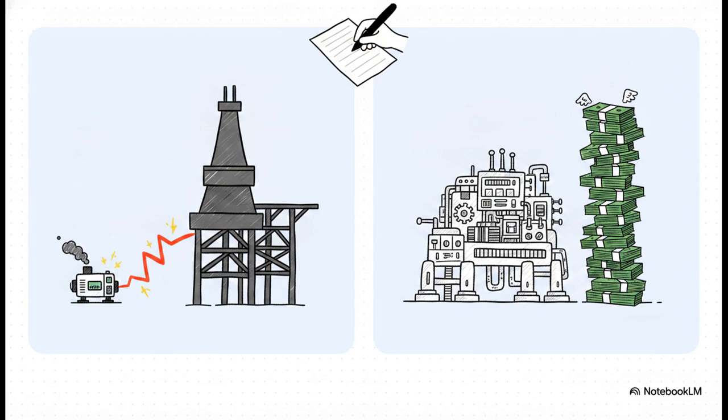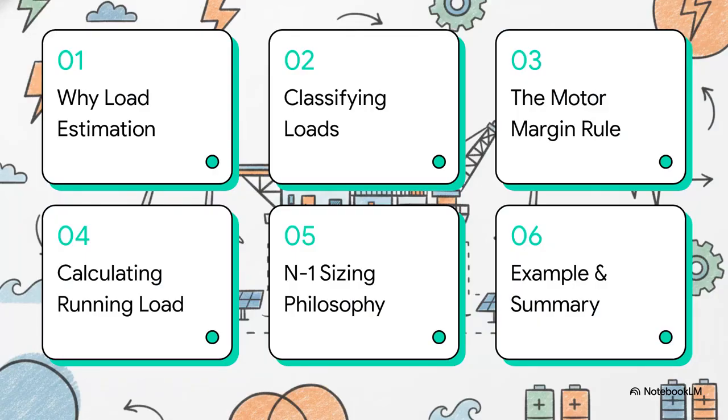Imagine you're handed a blank sheet of paper and told to design an entire plant's power system. Where do you even begin? Well, the stakes are incredibly high here. Getting it wrong leaves you with two terrible options. You either face catastrophic power failures because your system is undersized, or you're looking at massive financial waste from buying unnecessarily oversized gear.